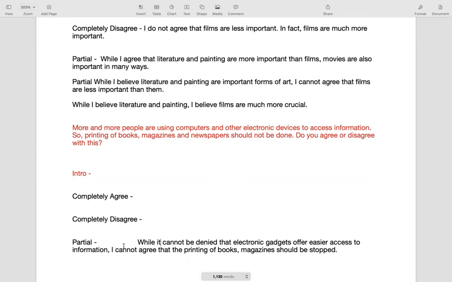And then you can say, I cannot agree that printing of books, magazines, and newspapers should be stopped. Ultimately, this line is in favor of electronic gadgets, and the second half is in favor of books. So you're making a partial statement. Just check like that. So that's how I decide. Is everyone okay with this? It's a very well written partial statement now.